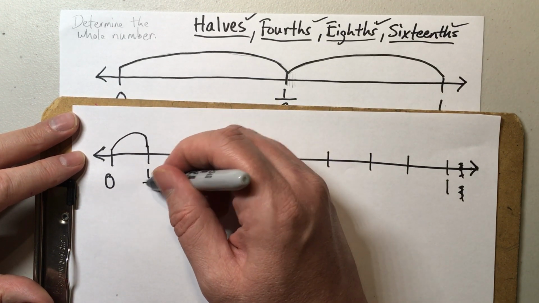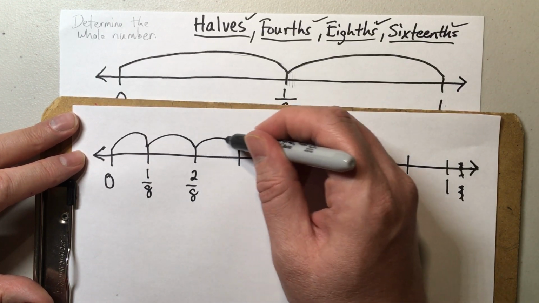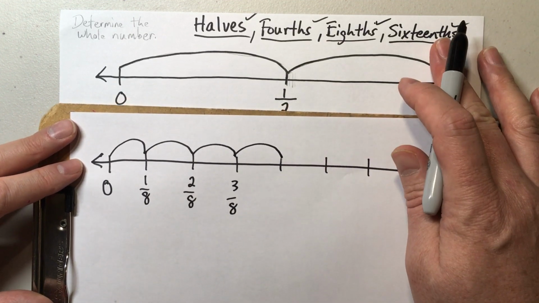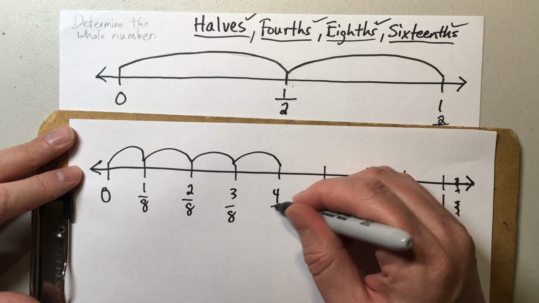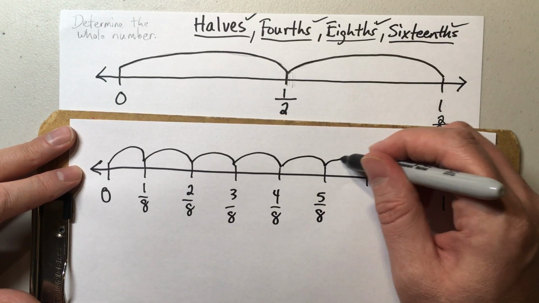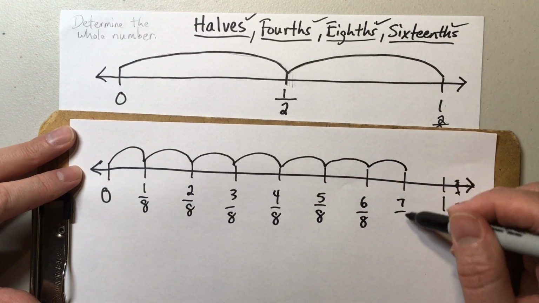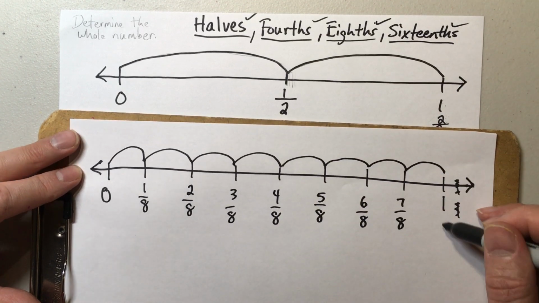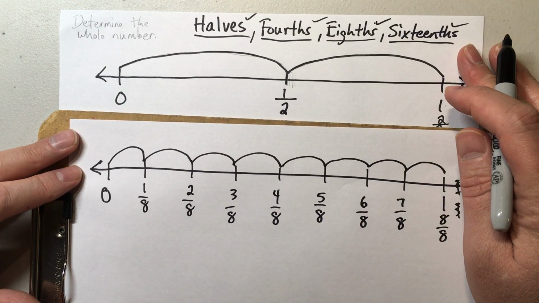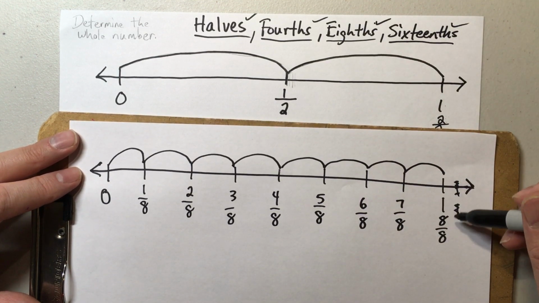1 jump out of 8, 1 eighth. 2 jumps out of 8, 2 eighths. They can do this too. This is another strategy. 4 eighths here, 4 jumps out of 8. You can even think of it as parts. 5 parts out of 8. 6 parts out of 8. 7 parts out of 8. 8 parts out of 8. One equals 8 eighths. 8 eighths equals 1.